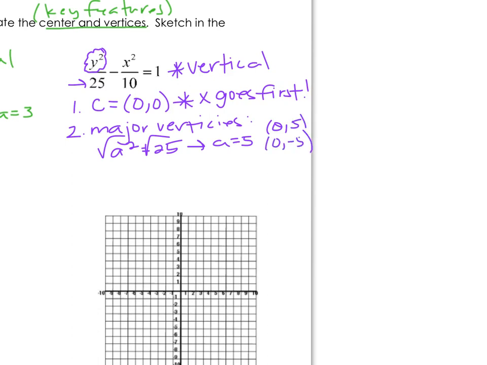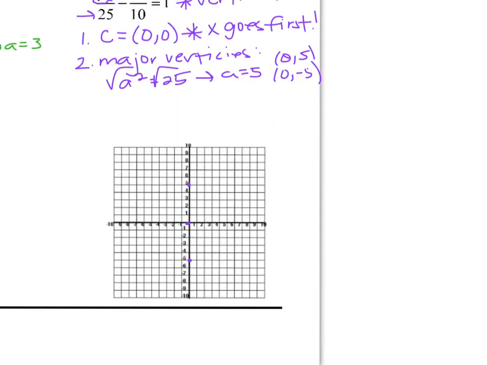All right, down below on our graph, let's plot our center. Let's plot +5 up at the top and -5 down at the bottom. Those are really the only points that we plot. Now to create our asymptote lines. There we go, asymptotes.